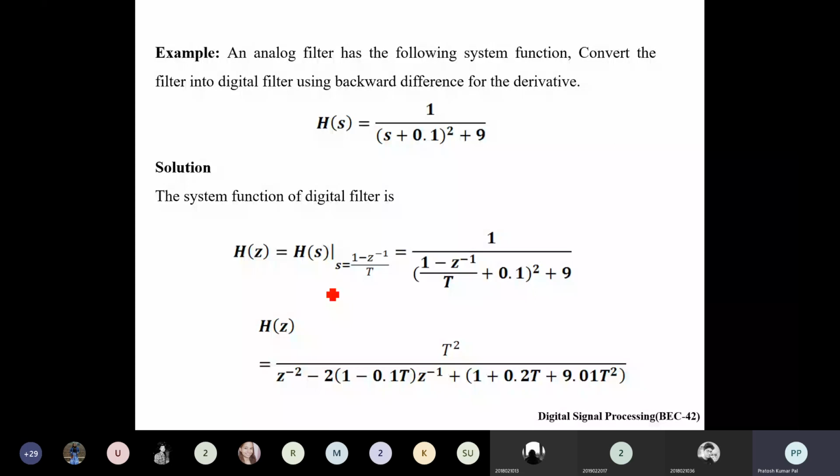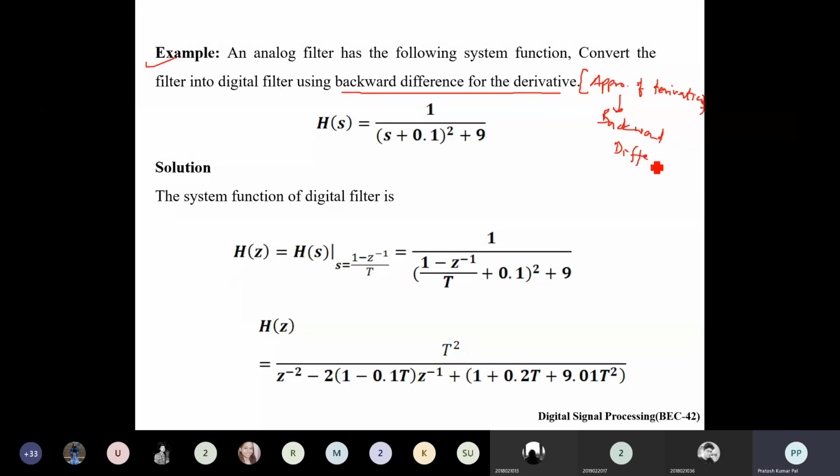Here, an analog filter has the following system function: convert the filter into a digital filter using the backward difference for derivative. So you need to follow the backward difference method. It is talking about the approximation of derivative method, and that is obtained by using backward difference.